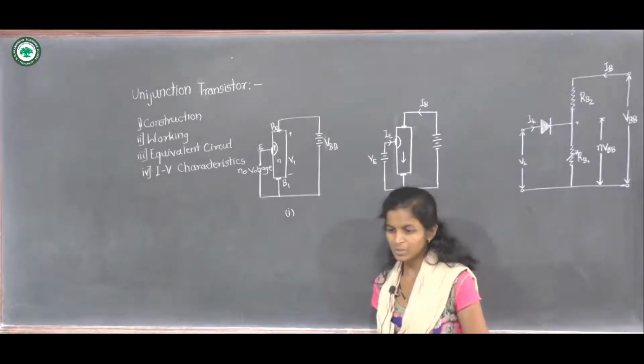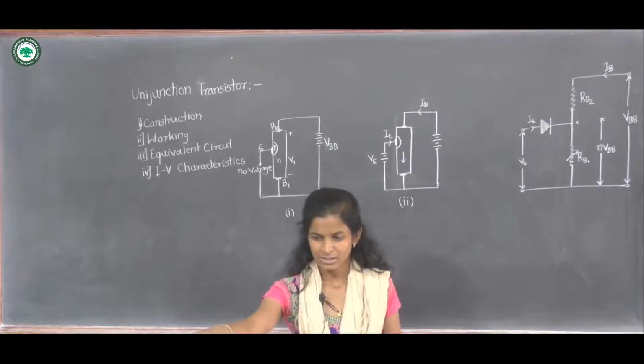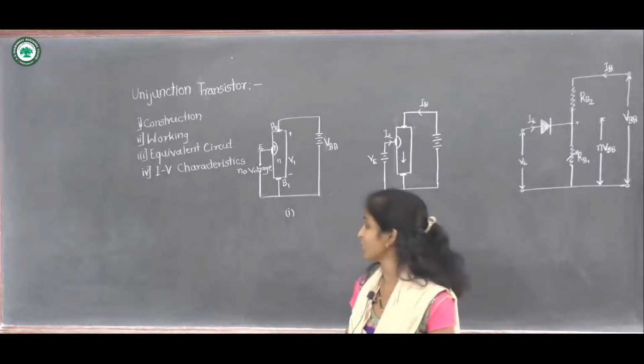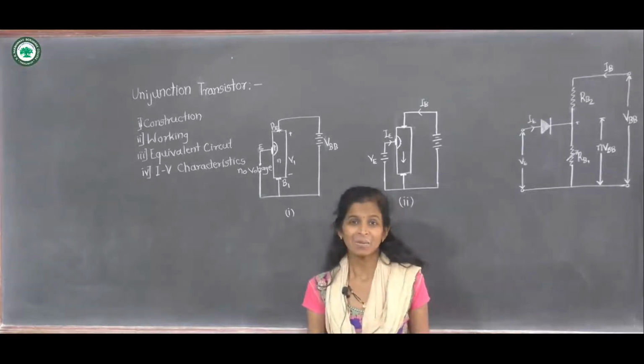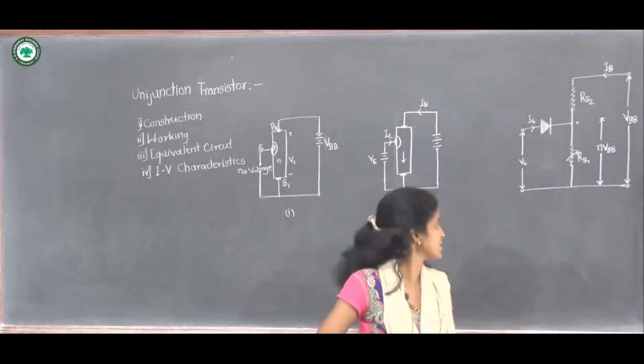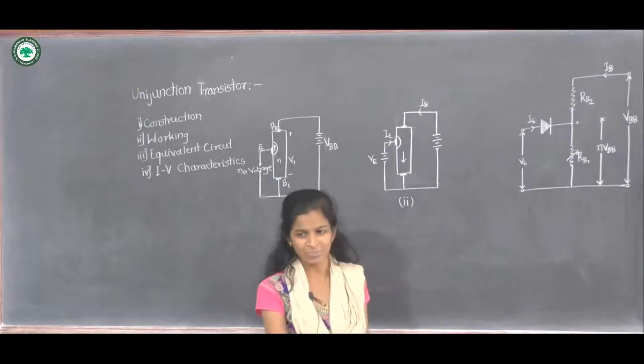The unijunction transistor can work in two ways. First, when no emitter voltage is applied, that is, the emitter terminal is open, and the second case in which some voltage is applied to the emitter terminal.